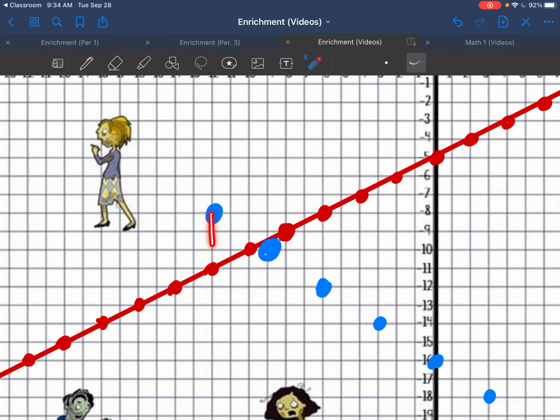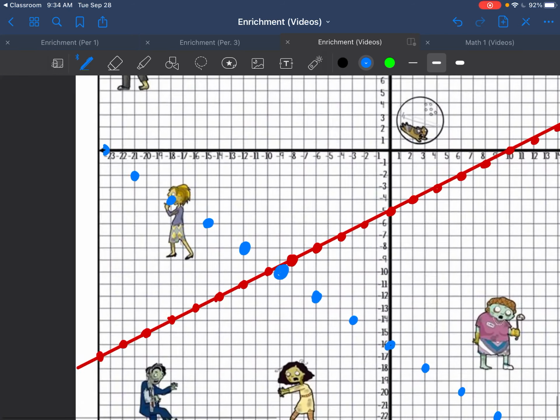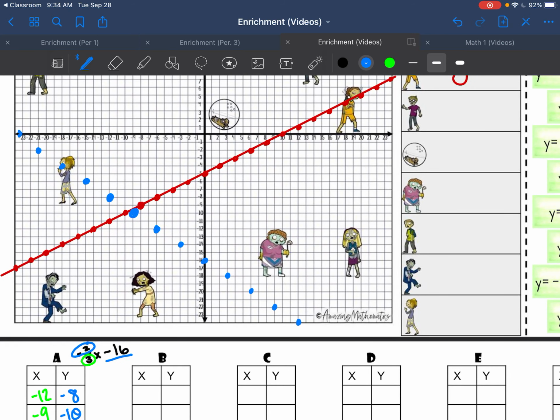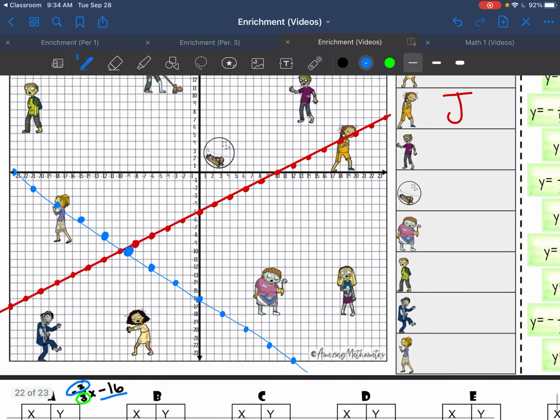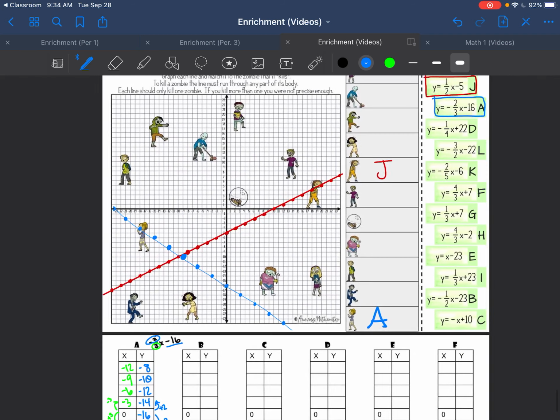Now, if we went down 2 to the right 3, then the opposite would go to the left 3, up 2. So this would be our next dot. So let's keep that pattern going. And look at that. It looks like we have killed a zombie. Life is a success. So I'm going to draw my line for killing this zombie. And this was letter A, and it looks like it killed this blonde with the skirt.